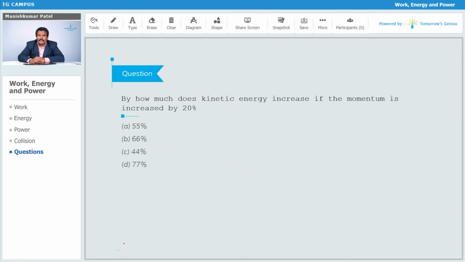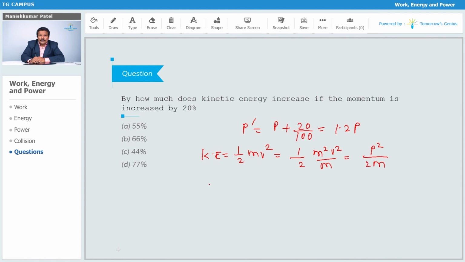So let's see the next case. The question: how much does the kinetic energy increase if the momentum is increased by 20%? The momentum increases by 20%, so that is the original momentum plus 20 upon 100, so obviously 1.2 p. Kinetic energy, I know, is half mv square. I can write this, multiplying by m square v square upon m, as p square upon 2m. So the kinetic energy is nothing but p square upon 2m.